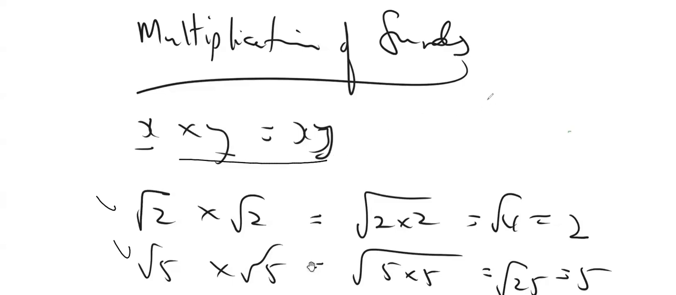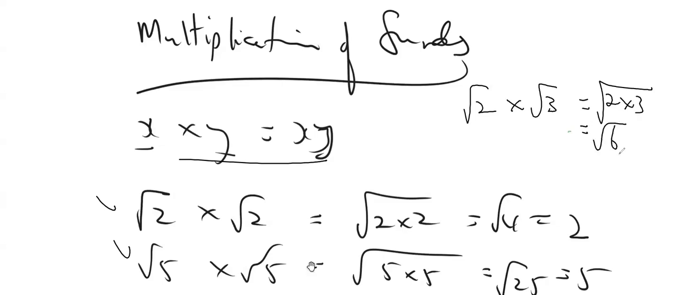If you have, let's say, root 2 by root 3, you can have that equal to root of 2 by 3, which is root 6. Right? So if they're different, that's no problem too. In the earlier case, both of them were similar, but in this case, they're different. You have root 2, you have root 3. Yes, you can multiply it. You have root of 2 by 3, which is root 6.